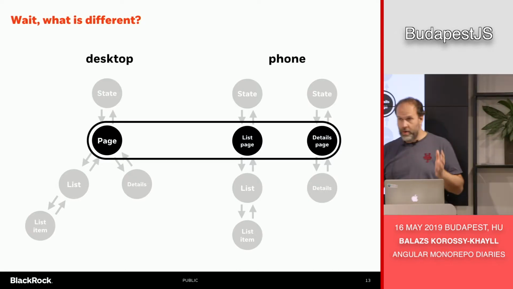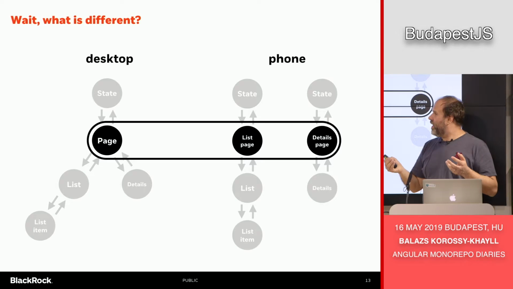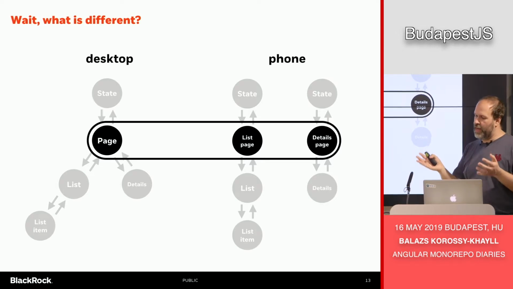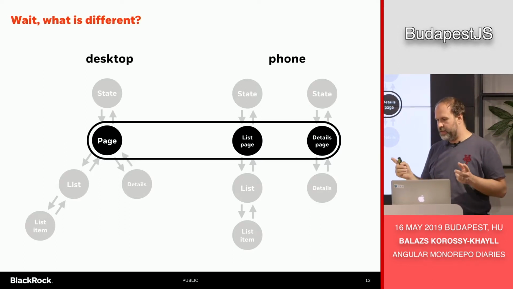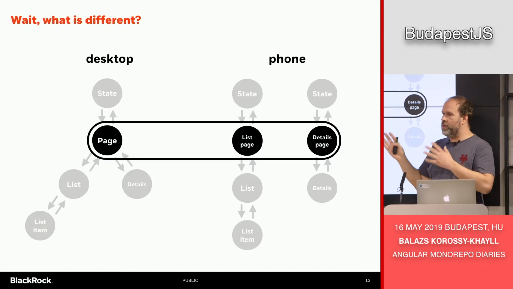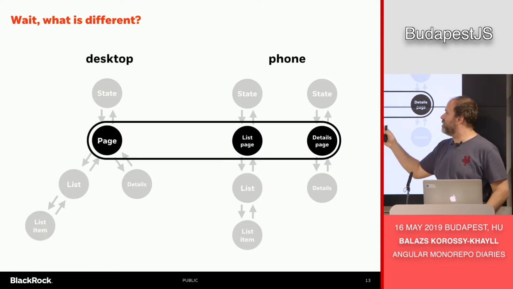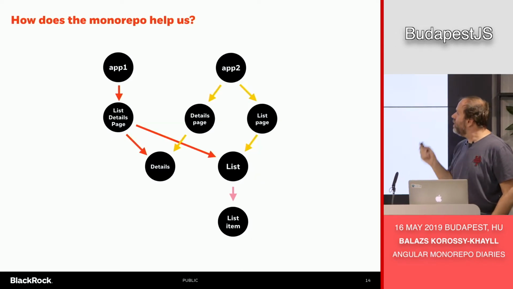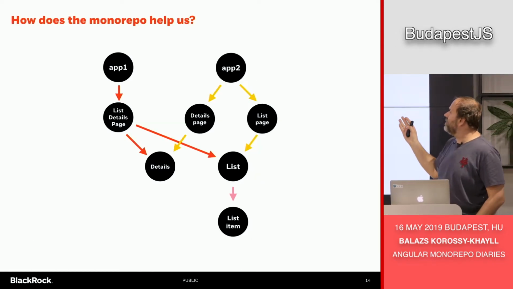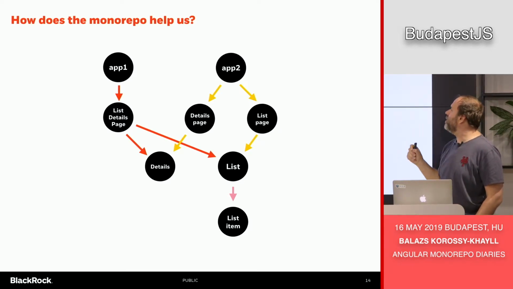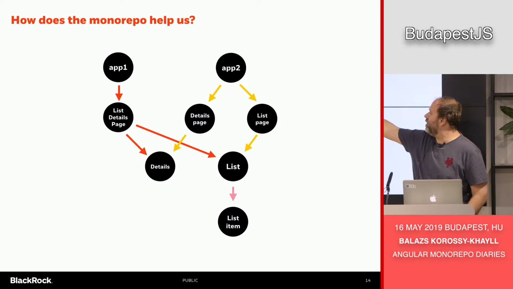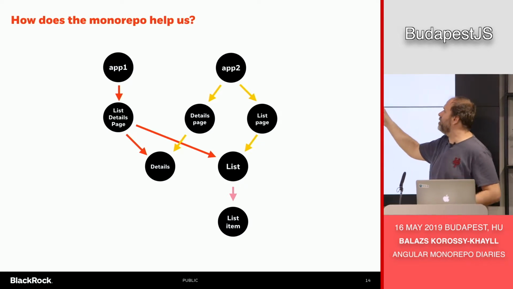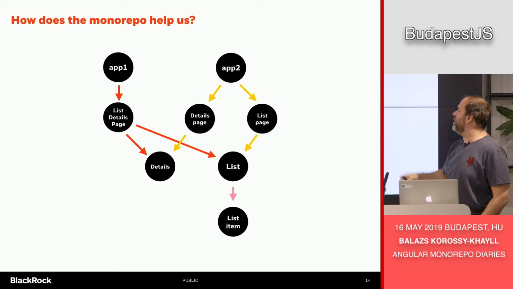So the Monorepo helps you with this. Because in the Monorepo, you can actually have two different applications. One for the desktop and one for the phone. And in these two different applications, you only need to include the code that is specific to that application. So if you combine all these things, then this is what you will end up with. You have one application for the desktop, you have another application for the phone, and they are reusing a lot of things, except the page that is the container page that is different on the phone and on the desktop.